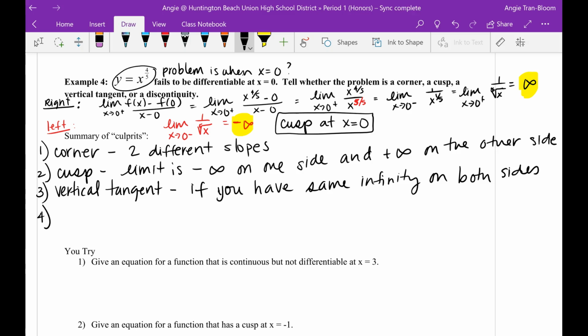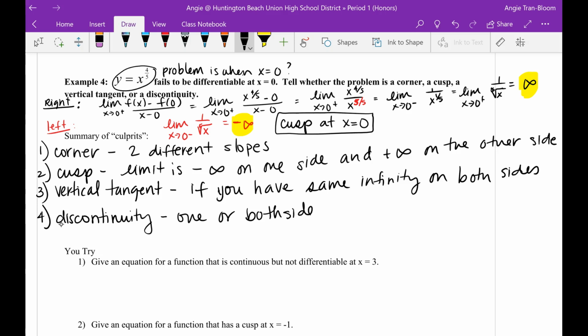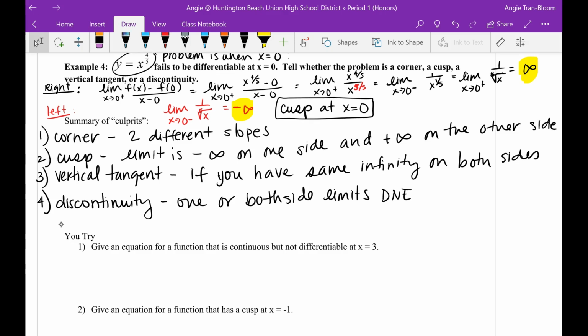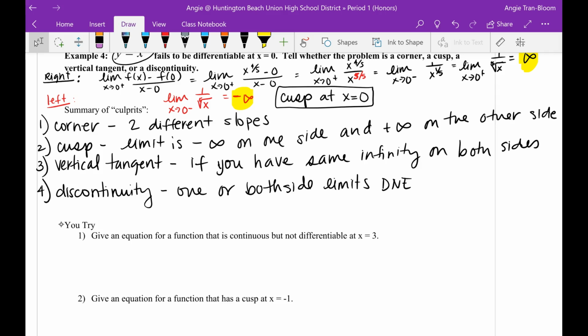And then lastly, discontinuity. Okay, so any type of discontinuity will make it non-differentiable. Okay, you can have differentiability on one or both sides. So with discontinuity, the derivative on one or both sides does not exist, or the limits on one or both sides do not exist. So as long as one side doesn't exist or both sides' derivatives don't exist, then that means it's a type of discontinuity.